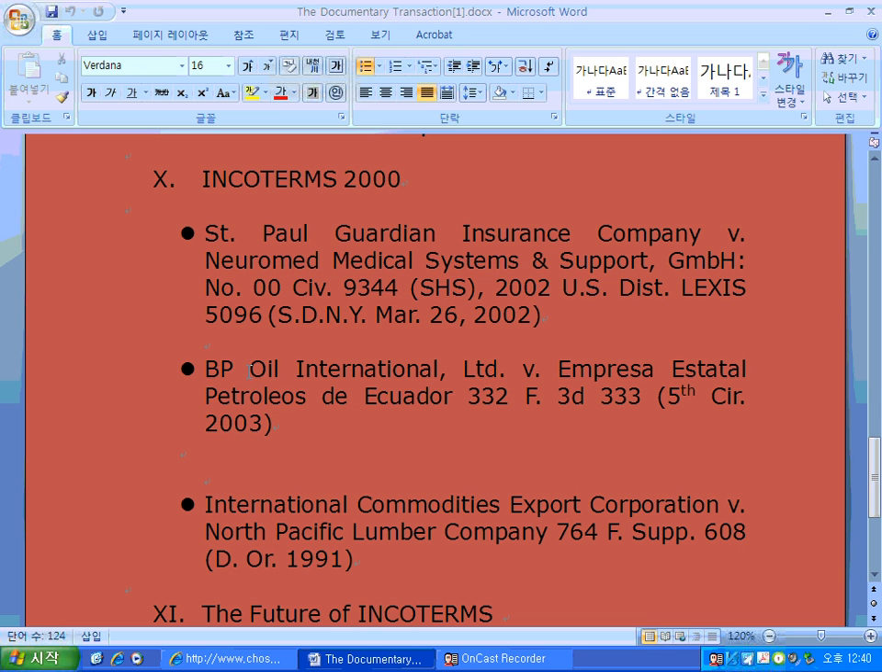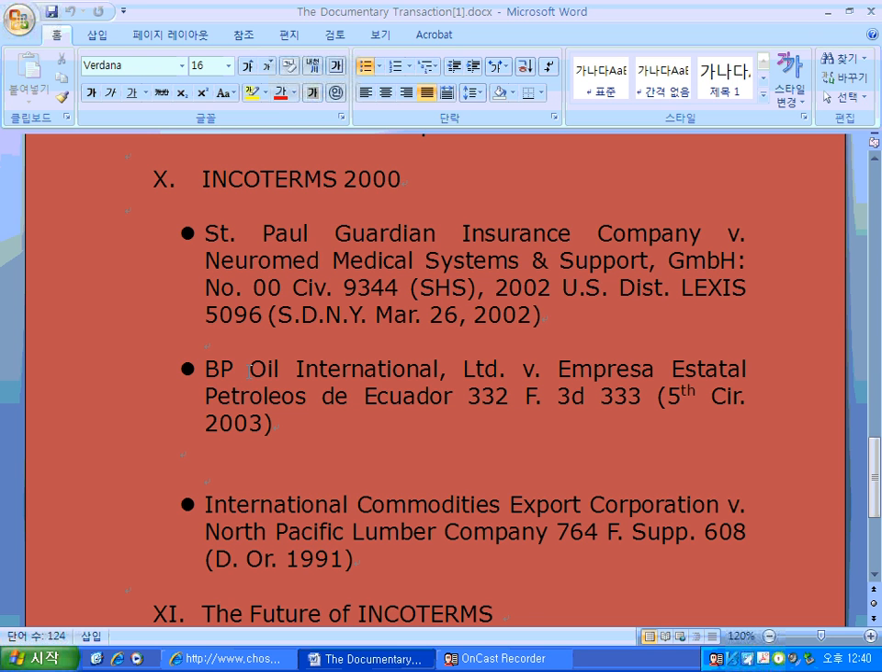So the court now investigates the content of a CIF term. How does this term allocate the risk of loss? Who bears the cost? Plaintiff's legal expert contends Incoterms are inapplicable here because the contract fails to specifically incorporate them.